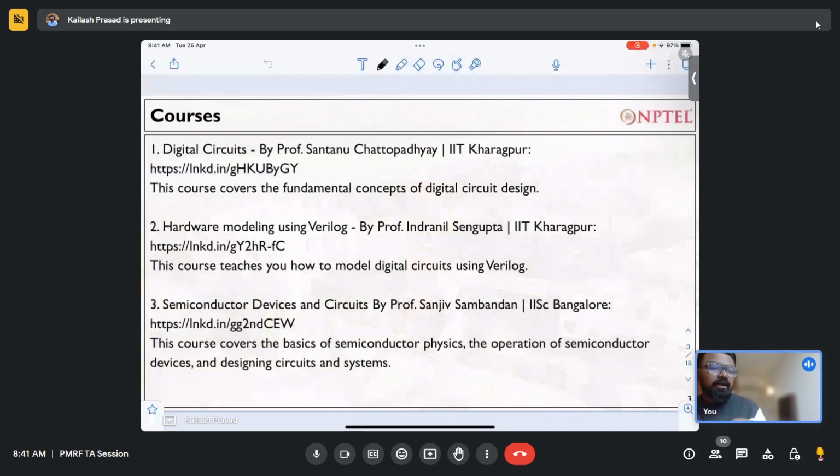Right? So you are already doing an advanced VLSI design course. So I assume that you have already done the basic digital design course. Even if you have not done the basic course, what you can do is go through this course on digital circuits by Professor Santanu Chattopadhyay from IIT Kharagpur.